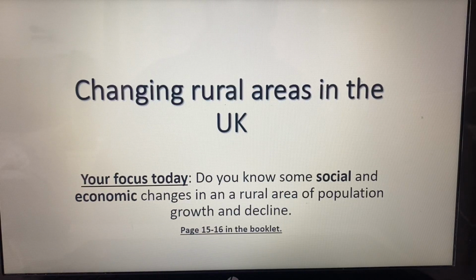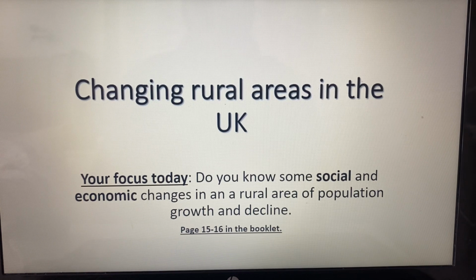Okay, so looking at paper two again, we are going to be focusing on the changing UK economy, another one of those lessons that people just have no clue about. So I don't know if you remember this lesson. It's called the changing rural areas in the UK. You should have an idea what rural means. It means kind of like countryside area away from the city.